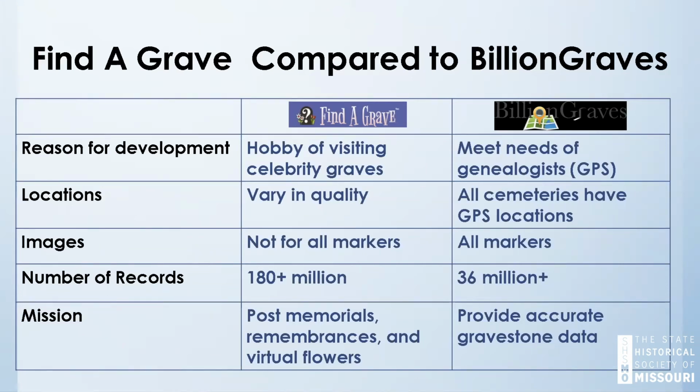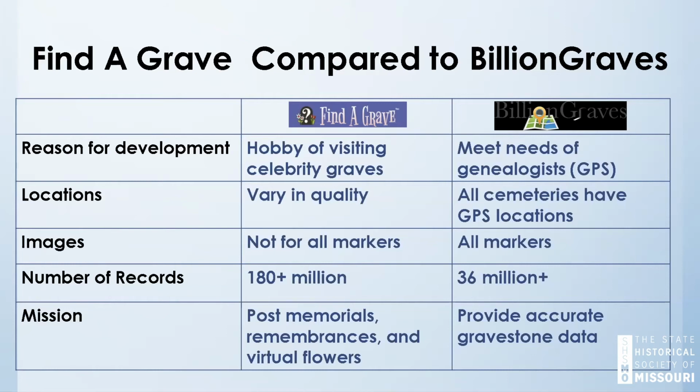Locations vary in quality for Find a Grave. I actually was over in Kentucky and thought I'd found a cemetery, found out that there were two cemeteries with the same name. Somebody had put the wrong photographs with the wrong cemetery, and so I missed the one I was wanting to find. And I tried to get people to correct that, and they won't listen. Cemeteries have GPS locations for Billion Graves. Images, not all the markers have images, and people stick stuff in that doesn't belong in a cemetery oftentimes in Find a Grave, and all markers are recorded with images in Billion Graves.